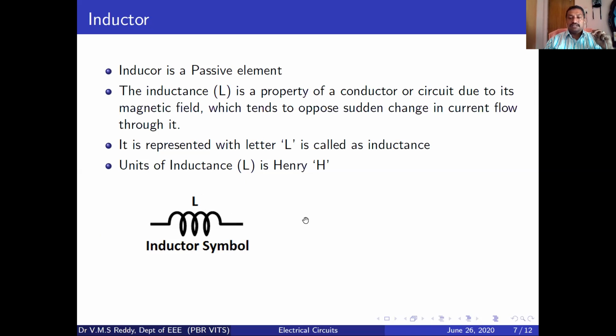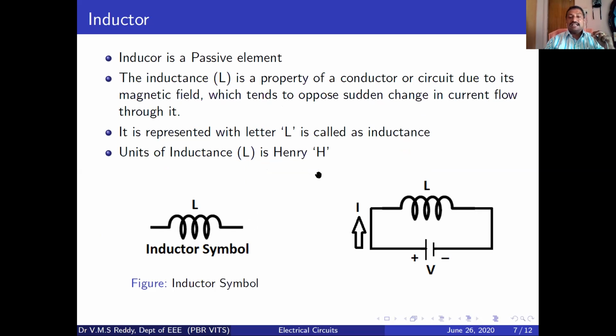So we remember, dear students, there is a difference between inductor and inductance. Inductor is a physical device. It's an element. But L is the inductance, a property of the inductor. So the inductance L is a property of a conductor or a circuit due to its magnetic field, which tends to oppose sudden change in current flow through it.